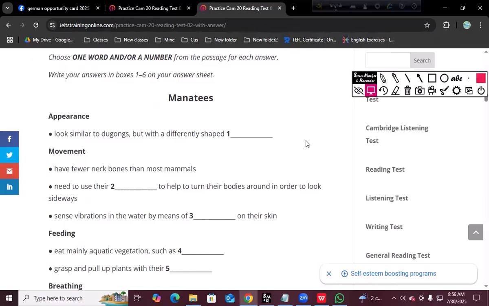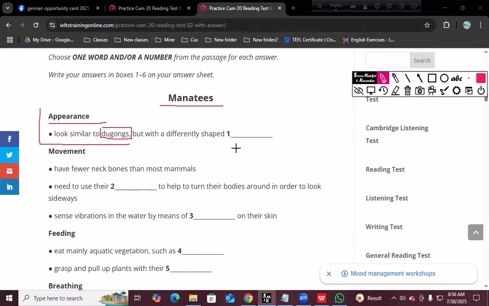All right, so let's start reading the question first. And manatees, we don't know what is manatees, but hopefully we'll be able to know what is manatees if we read the questions. All right, so appearance looks similar to dugongs, but with a different shaped something. That means they're talking about a particular thing which looks similar to this thing, right? But it has different shaped something. All right.